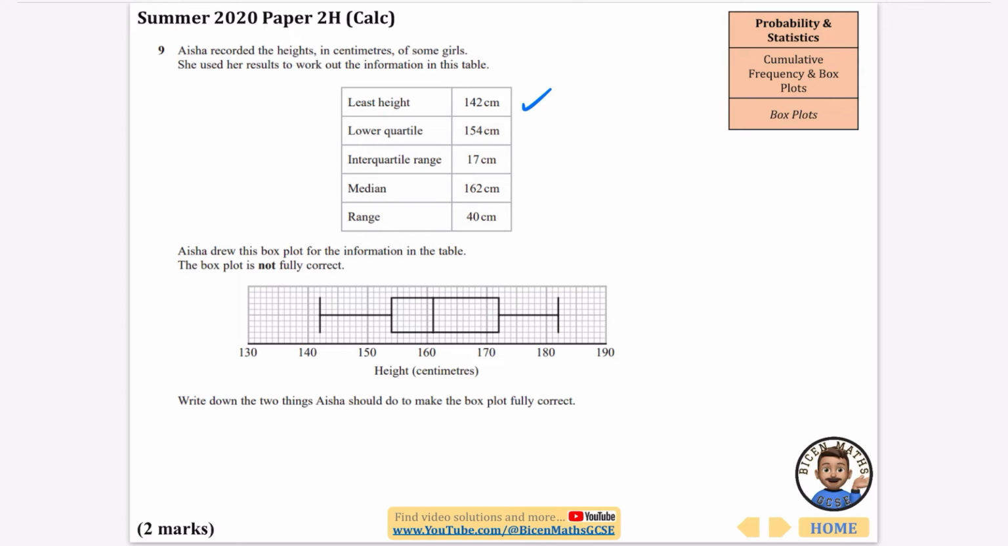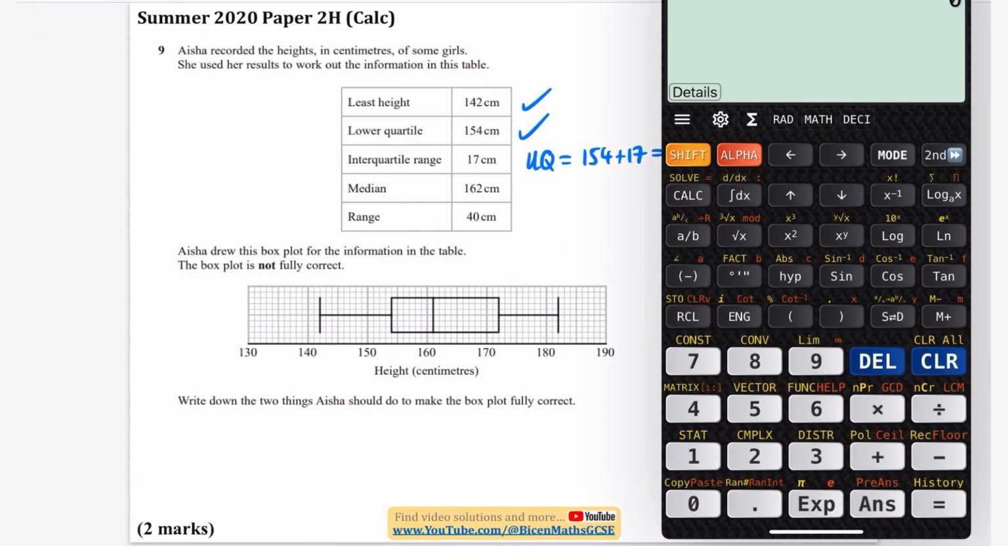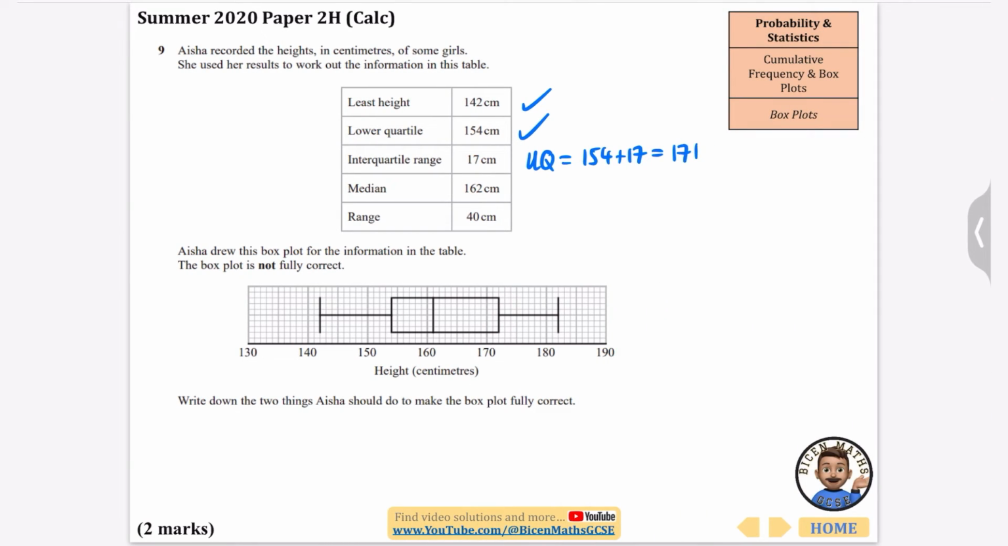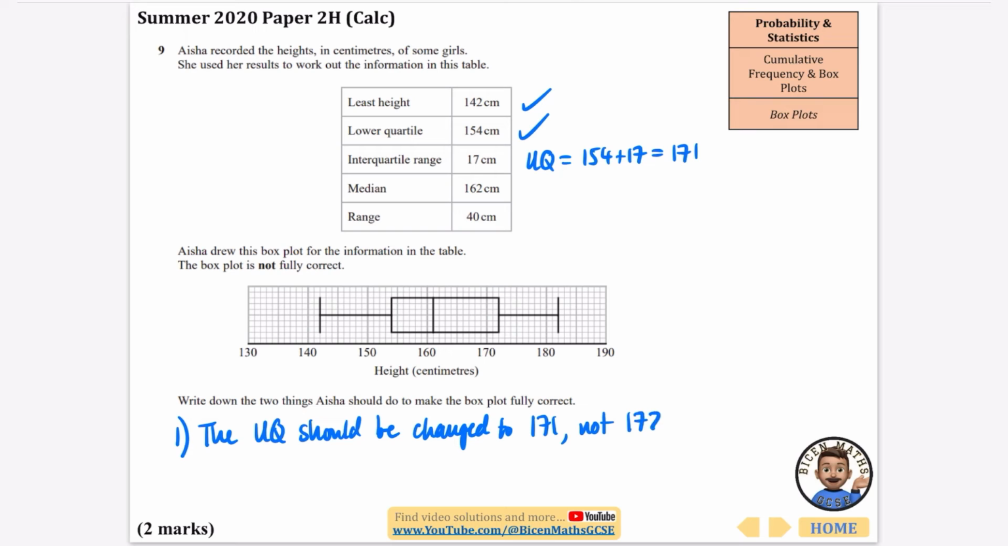The lower quartile is 154. That's in the right place, so I'm going to tick it. Now, the interquartile range is 17. That would mean that the upper quartile is the lower quartile plus the interquartile range. So I'll do 154 plus 17. The upper quartile is 171. So actually, the upper quartile is in the wrong place. So I'm going to say that the 2 things that she should do, the upper quartile should be changed to 171, not 172 that it currently is.